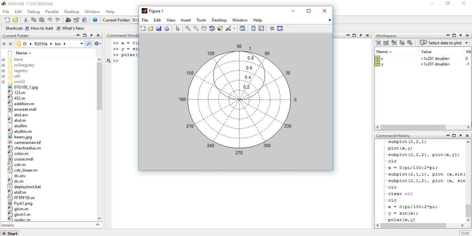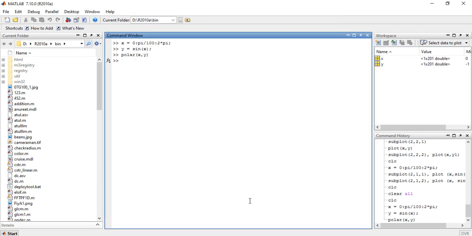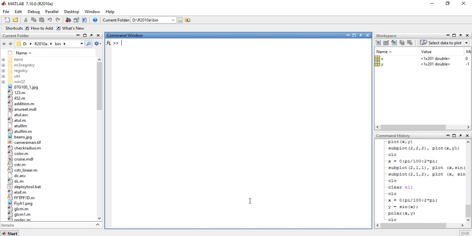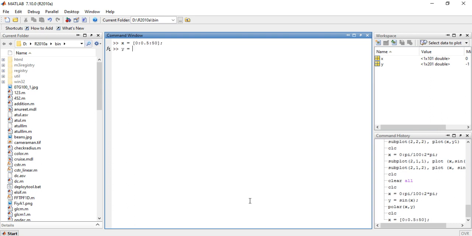Next is logarithmic plots. Let us take an example like x from 0.5 to 50, y equals 5 into x raised to power 2.